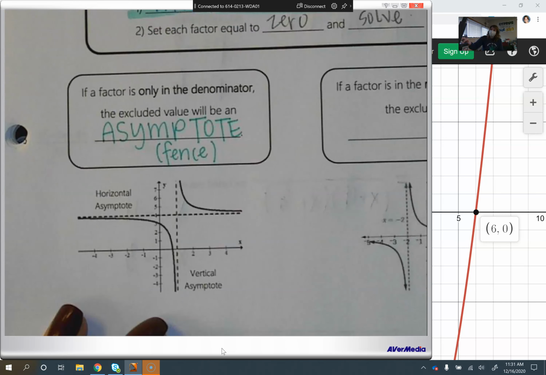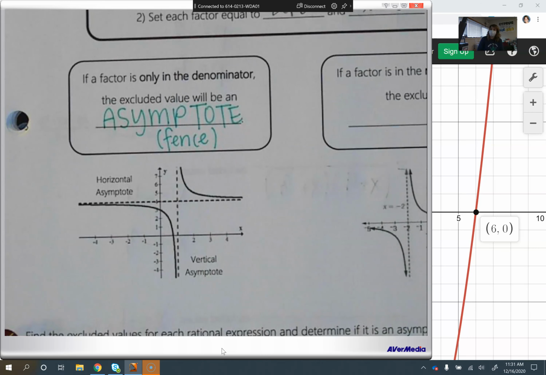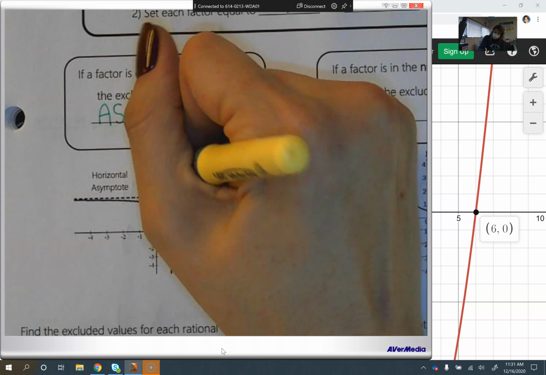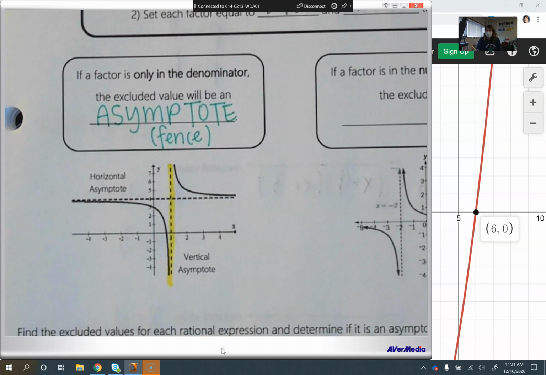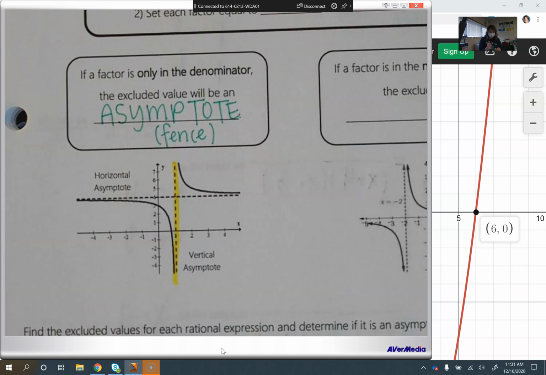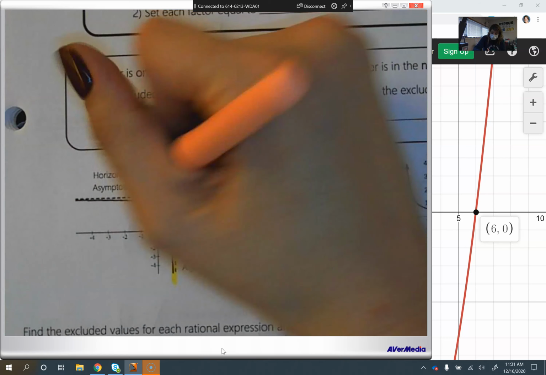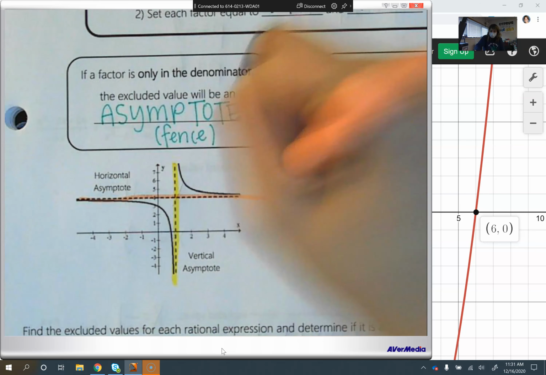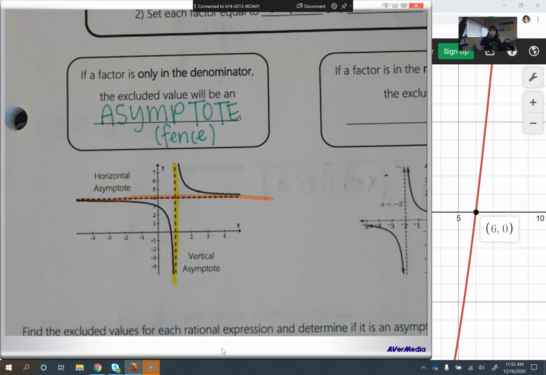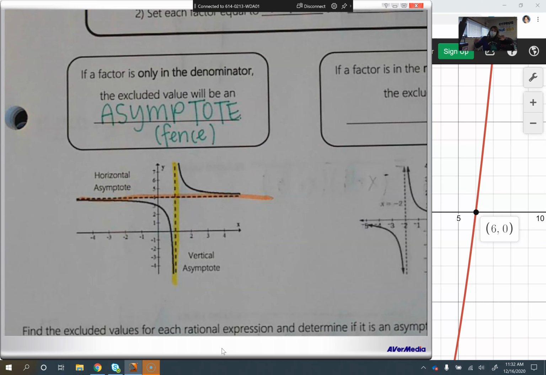So down here, I have an example of two asymptotes. You have a vertical asymptote. So I'll mark that in yellow. So you have a fence here. This is a fence at x is 1. And then you also have a fence at y is 4. So an asymptote is like a line in your graph that the graph never really touches. Your graph approaches your fence but can never touch the fence.